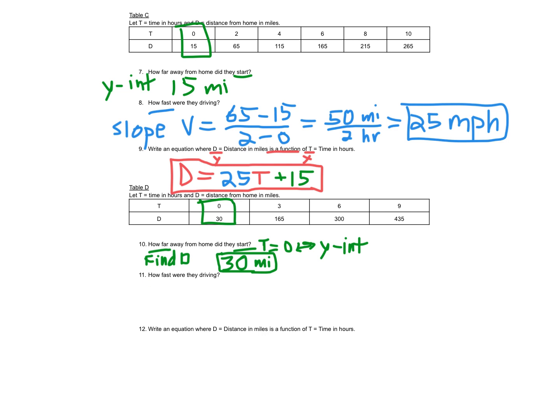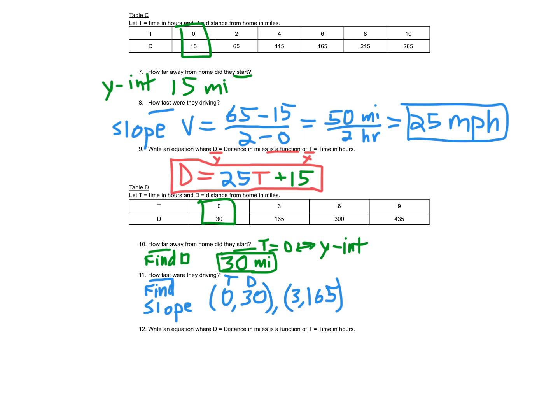Next question asks, how fast are they driving? So again, how fast means I'm finding a speed. Speed is rate. Rate is slope. So I need to figure out how many miles per hour did they drive. To figure that out, I need to figure out how many miles did they drive and figure out how many hours did it take to drive that many miles.